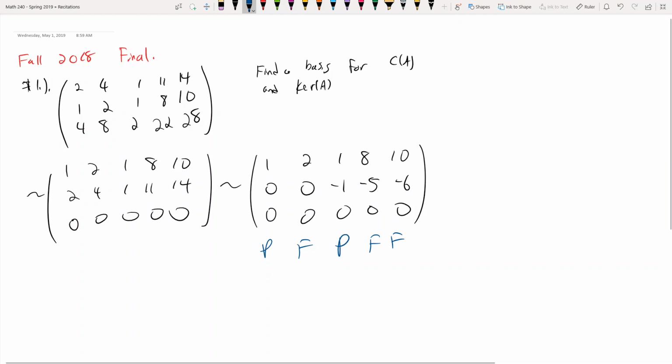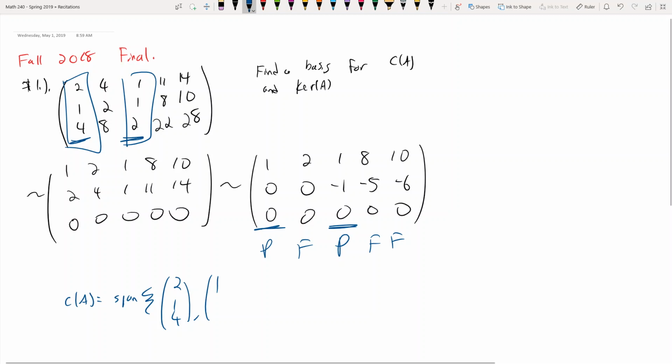Okay, column space. How do we find a basis for the column space of A? Exactly. It's the two columns where the pivots are, in the original matrix. So the first column and the third column, right? You take this column, you take that column, go back to your original matrix, and there's your column space of A. So C(A) is equal to the span of (2, 1, 4) and (1, 1, 2).